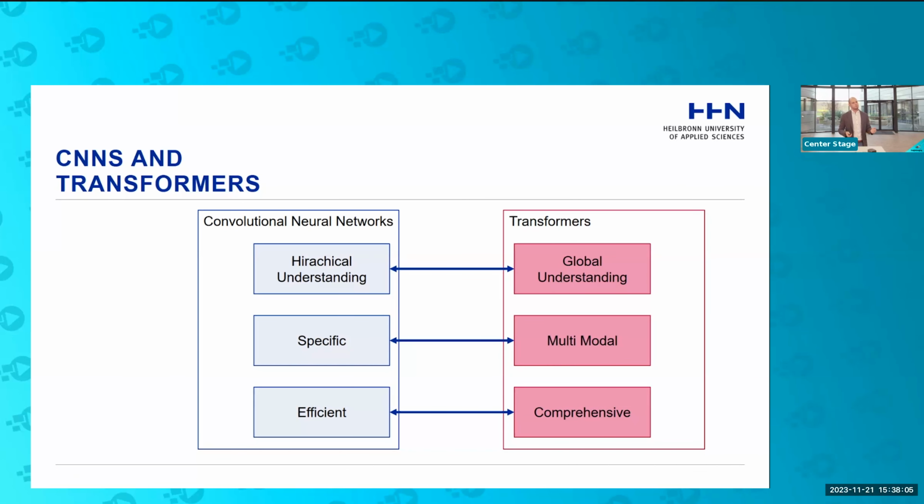So summing up, convolutional neural networks have this hierarchical understanding, and this helps them being very efficient. So we need fewer parameters. We need less time to calculate and run inference with a convolutional neural network. On the other hand, we have transformers. They have a global understanding, but they are huge. They take much more data to be trained. They usually need much more time for an inference. But then on the other hand, they are very comprehensive.